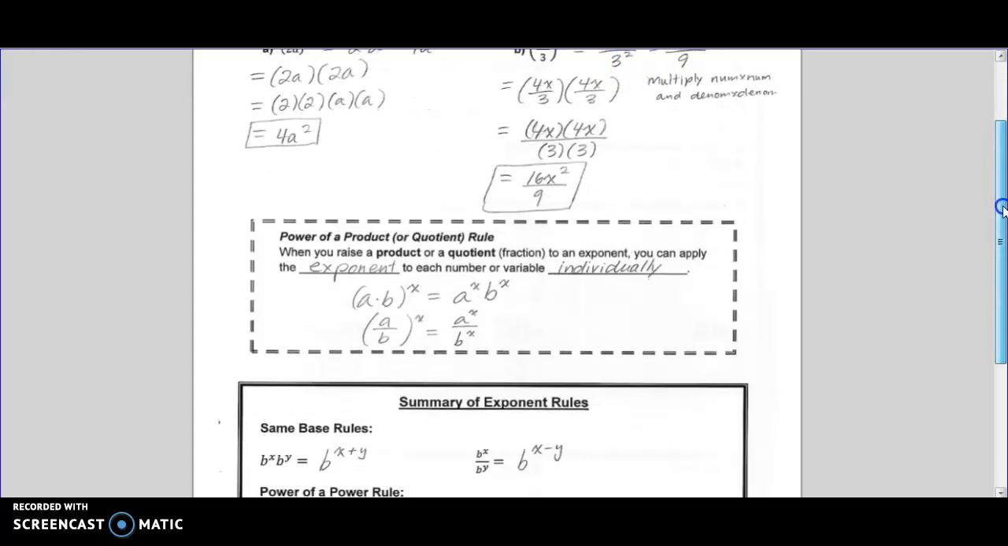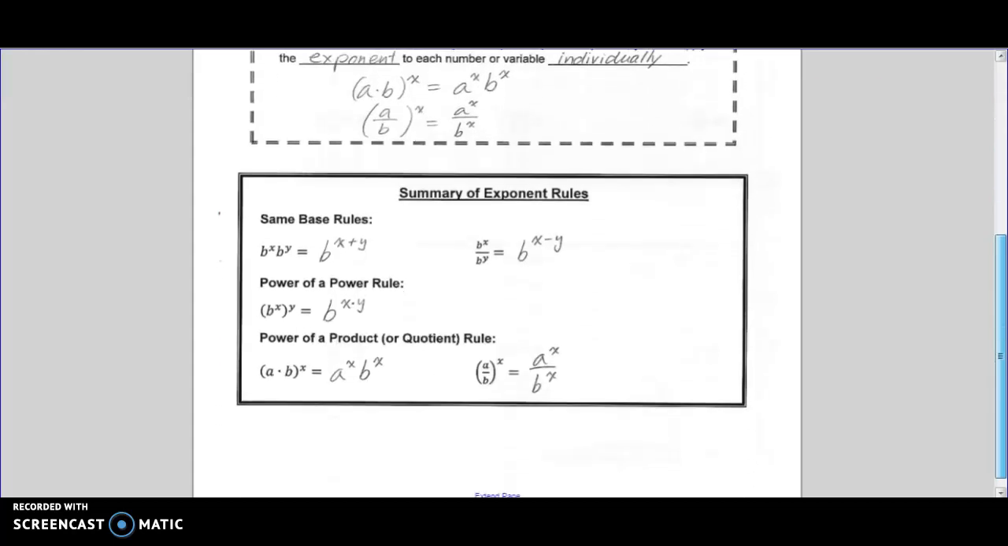Okay, so there are all of our exponent rules, and you can see them summarized here. So just to summarize once again, if you have the same base and you are multiplying like we are here, you add the exponents. If you have the same base and you are dividing, you subtract the exponents. If you have a power to a power like you do here, you multiply the exponent. So in this case, it's x times y, which gives us b to the power of x times y.